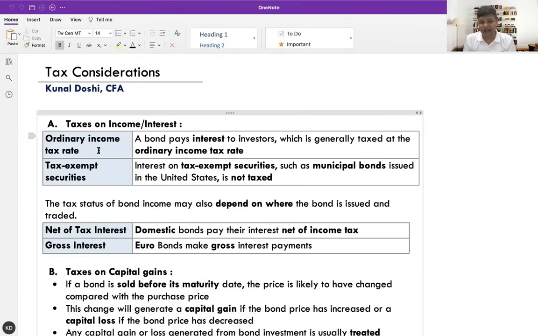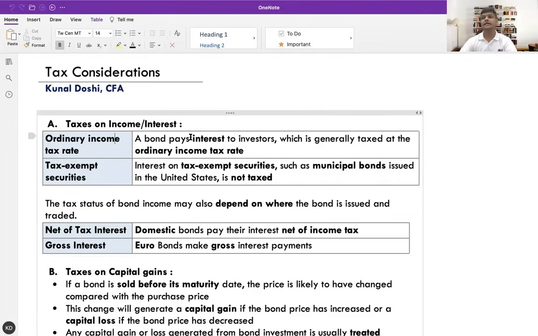What are the different types of tax? First of all, let's understand that there are two types of bonds: one on which you pay tax and another where you do not pay any tax. Those are called tax-exempt securities, mostly issued by the government. Tax-exempt securities are those on which you pay no taxes on the interest, especially municipal bonds. Clear?